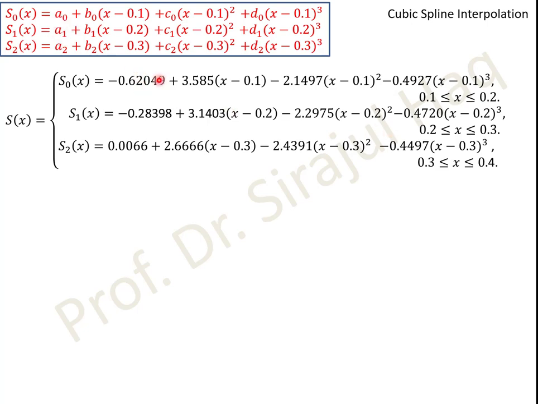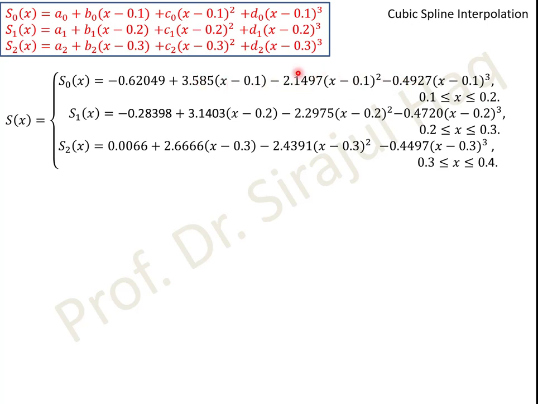A0, A1, A2 are the same as previously. The rest of the values have been changed. So let's replace the values of A0, B0, C0, D0 in S0. You are getting this one. The x lies between 0.1 and 0.2. This is the value of B0, the value of C0, the value of D0.